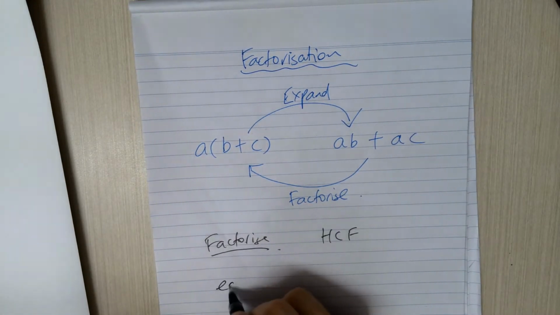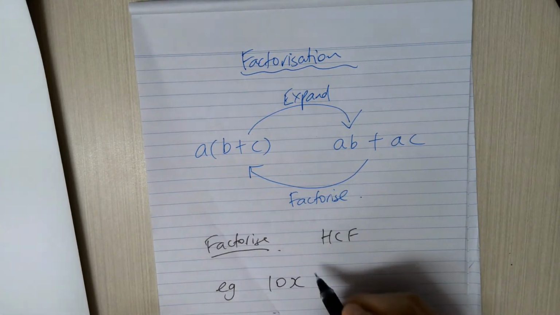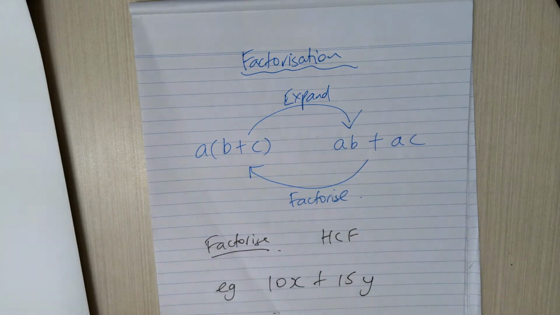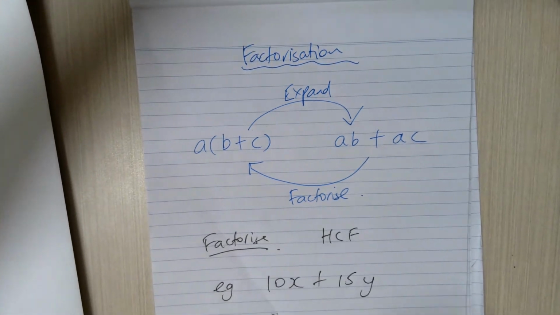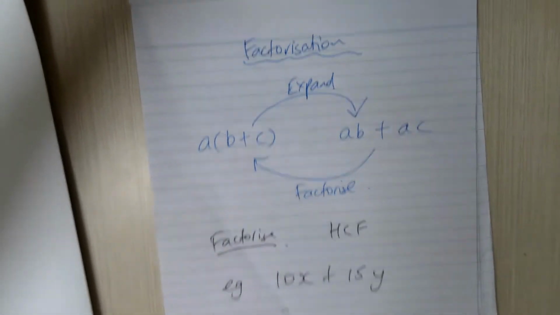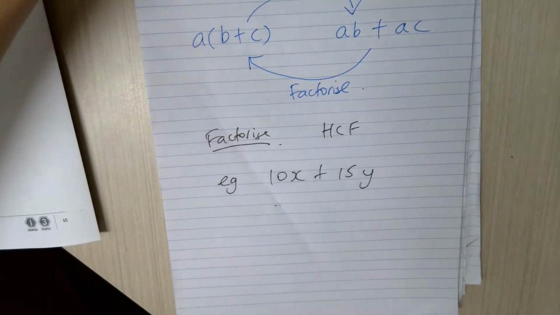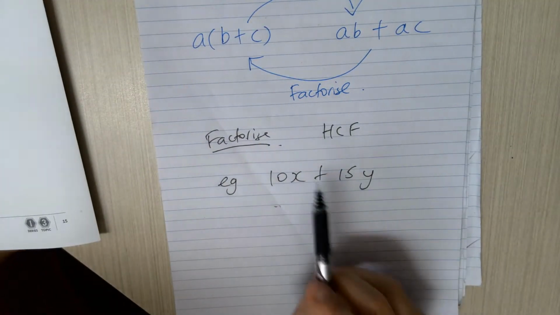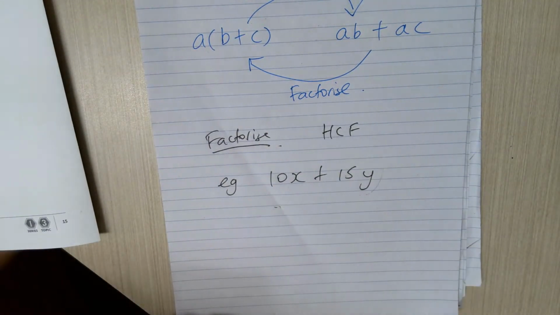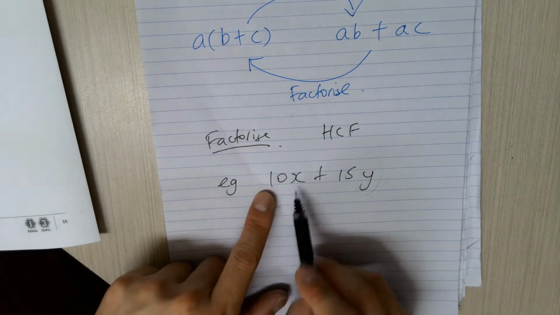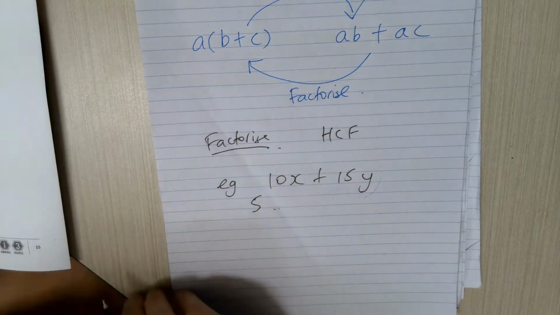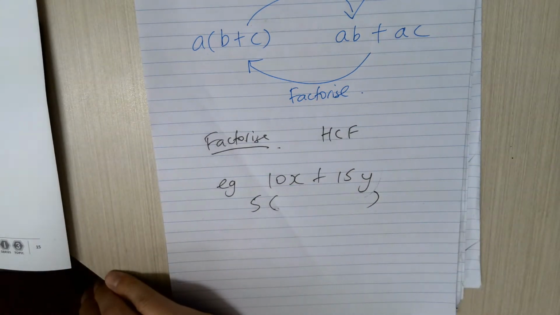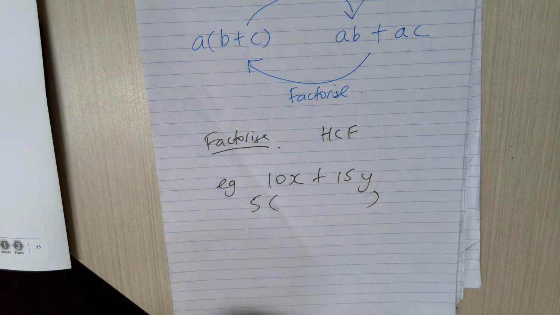So let me do an example with you. If I have 10x plus 15y, alright? So if I have 10x and 15y, what would the highest common factor be? I want the biggest number that you can divide into this guy and this guy. The obvious one is just 5, right? I can divide 10x by 5, and I can also divide 15y by 5. So I can take the 5 outside of bracket.